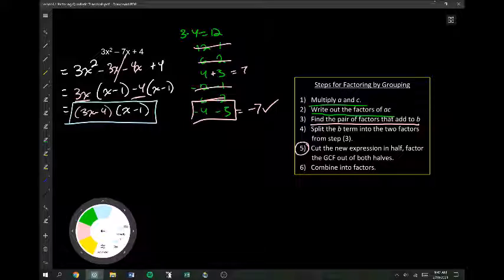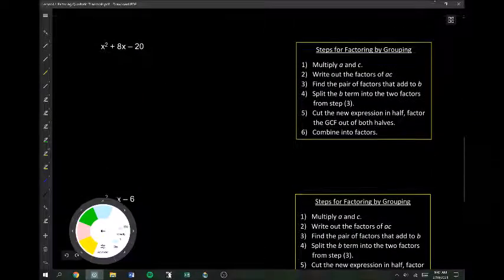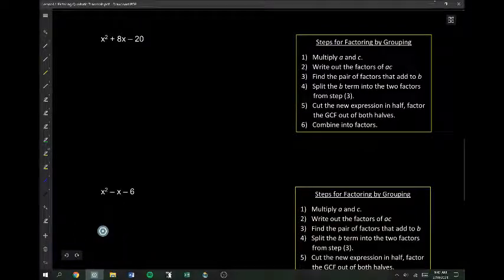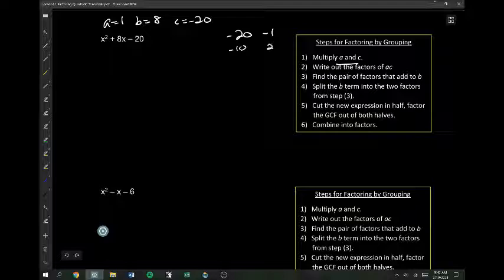That one went a lot faster. Got 2 more. These ones are often where people start learning how to factor, is with a values that are 1. Right now the a value is 1, the b value is 8, the c value is negative 20. It turns out if your a value is 1, the process doesn't change at all. If I multiply a and c, a times c is just negative 20. If I write out the factors of AC, it's negative 20 and 1, negative 10 and 2, negative 5 and 4, negative 4 and 5, negative 2 and 10, negative 1 and 20.